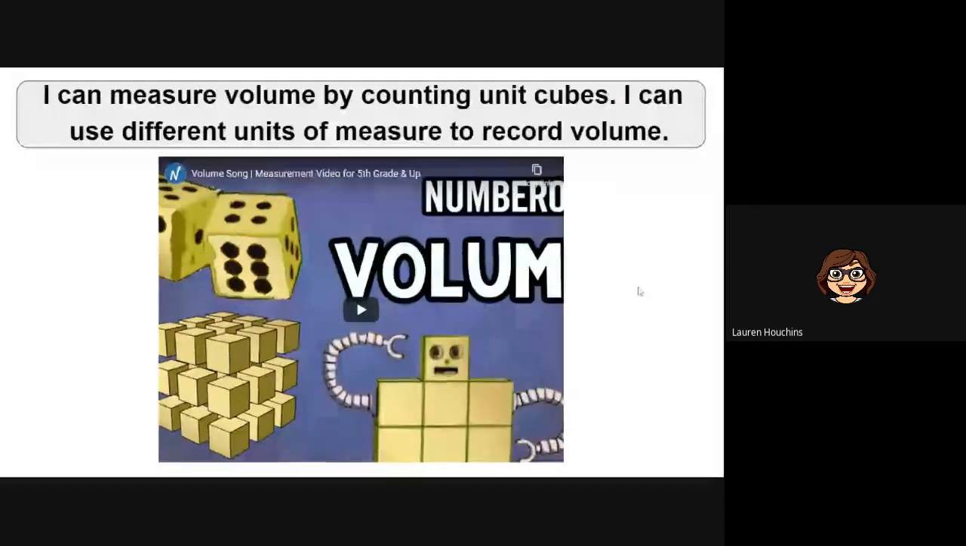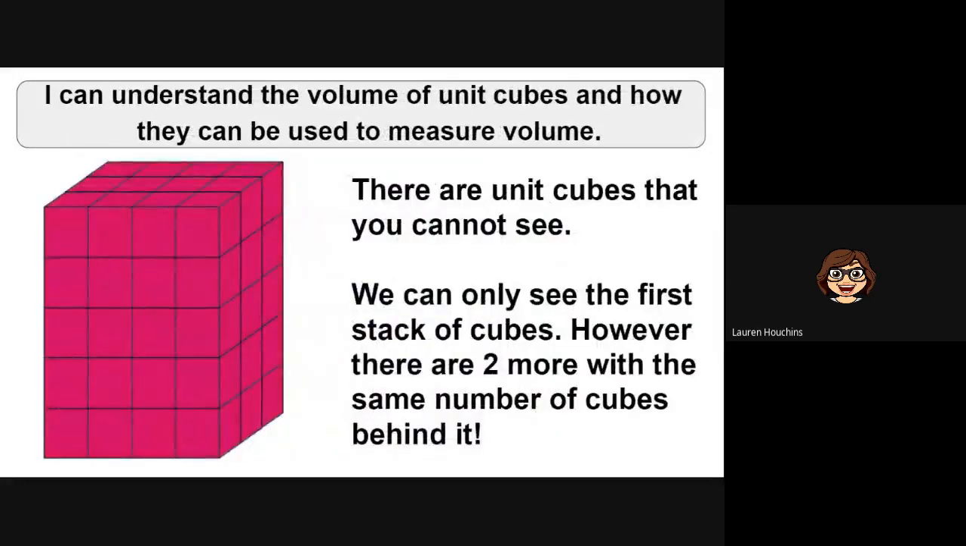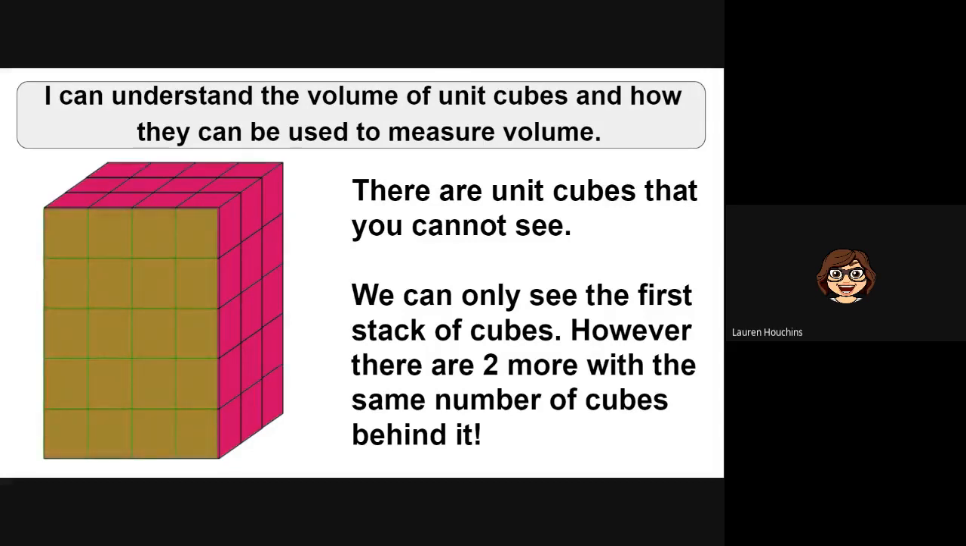All right. So, looking at this prism, there are unit cubes in it that you cannot see. We can only see all of the cubes on that front facing face, the one facing towards us. So I have made that yellow. However, there are 2 more stacks of cubes with the same number behind it. And we have to remember that when we're counting these cubes, they're not just floating in thin air. We have to make sure that we count the ones that are behind it.